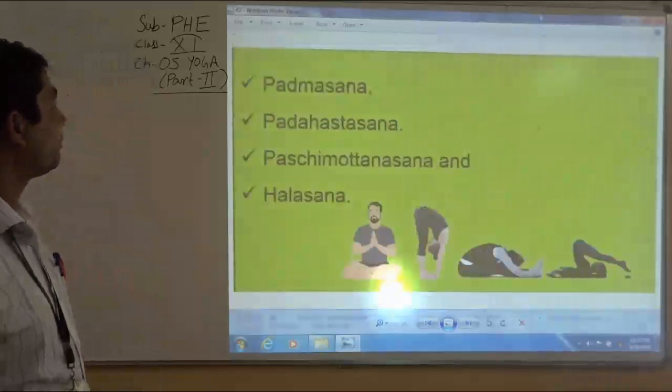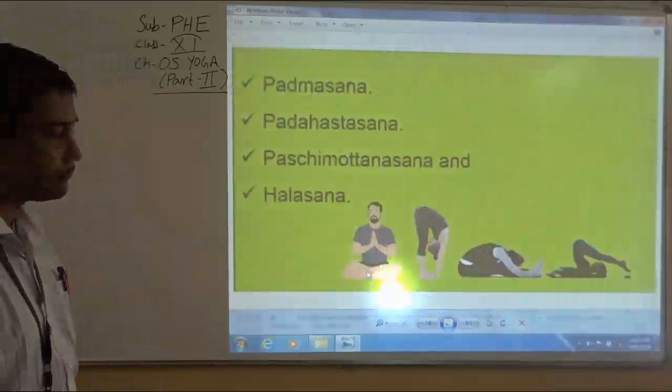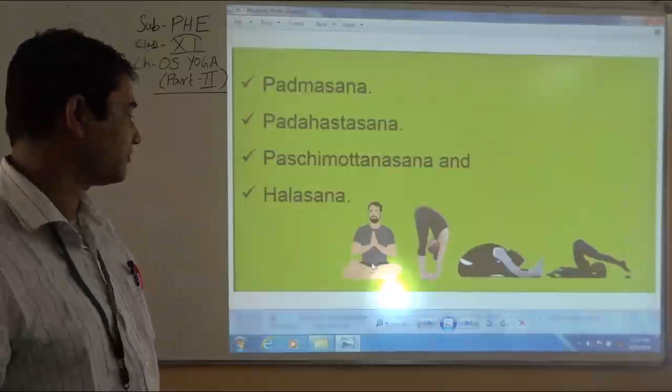Second one is Padma Asana. Just see the Padma Asana. A very common asana among students. Students love to perform Padma Asana.